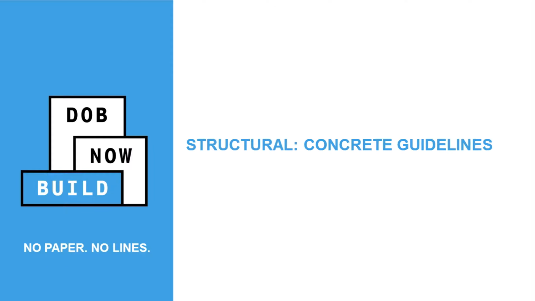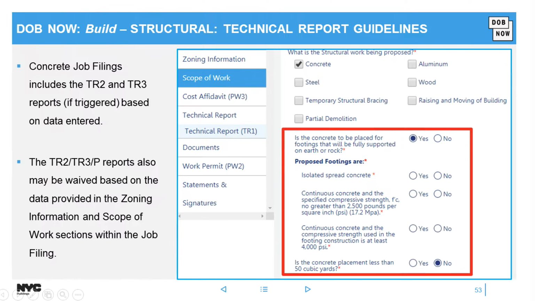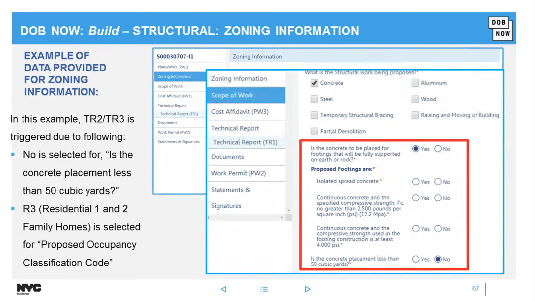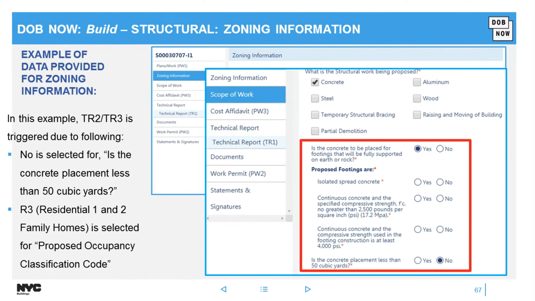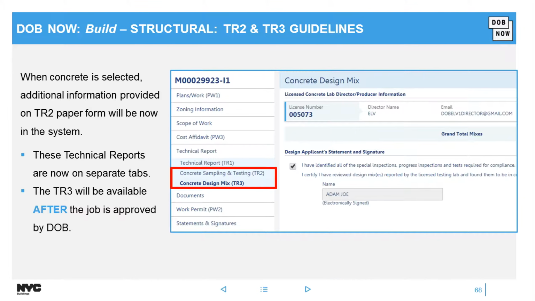So now let's go over some structural concrete guidelines, as we just successfully did steel. Again, there are triggers buried throughout the system to help us understand if you need to do a tier 2 or tier 3. If you select concrete, you'll see these questions display, and you would see that as I do the demo. Another example: if I do R3 and I also say no for some of these questions, that tier 2 and tier 3 tab will populate and show up.